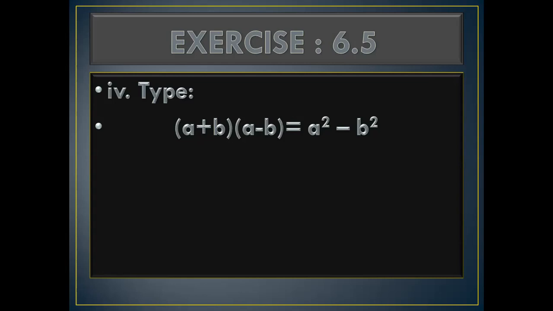In type 3, we have done a plus b whole square, which is equal to a square plus 2ab plus b square, and a minus b whole square, which is equal to a square minus 2ab plus b square. All the questions are regarding these two formulas. Now we have type 4, a square minus b square, which is equal to a plus b into a minus b, or a plus b into a minus b is equal to a square minus b square. Let's start the factorization.